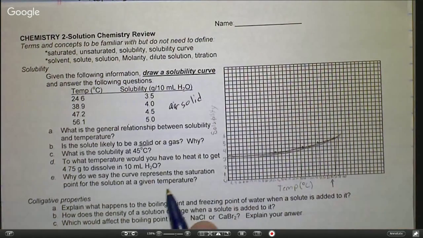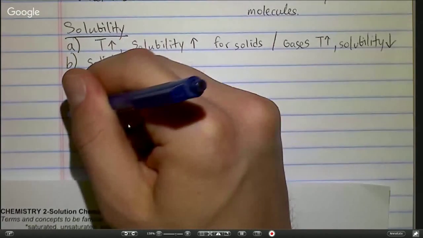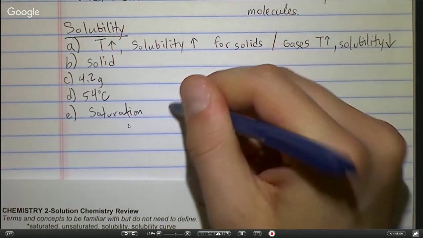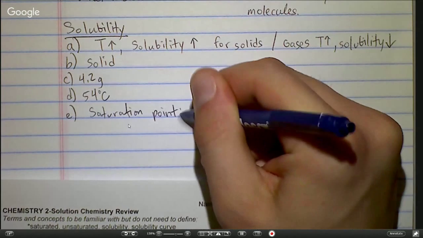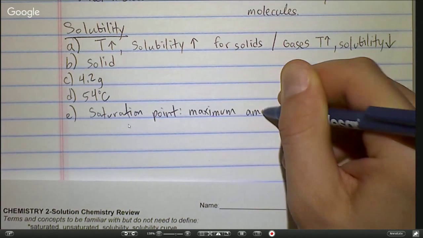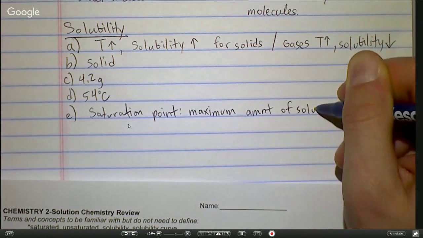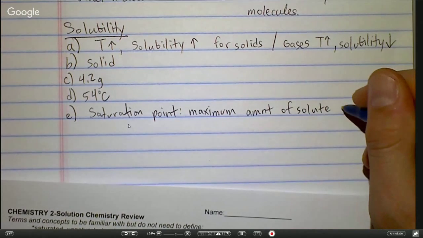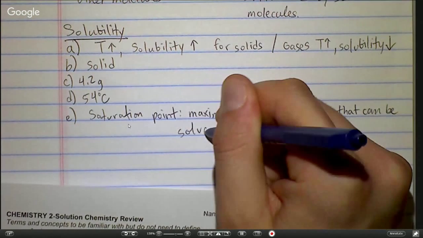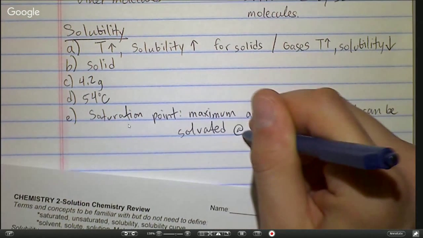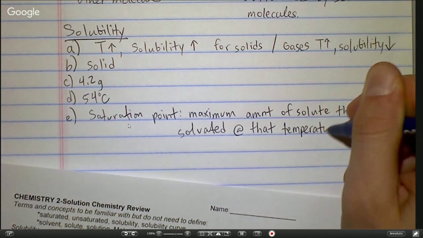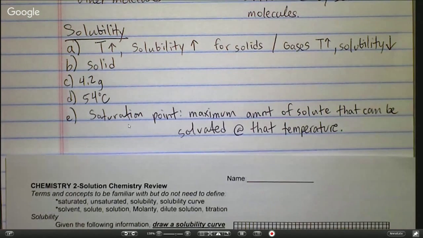Okay, so what does it represent, the saturation point? So for saturation point, we say that we've reached the maximum amount of solute that can be solvated at that temperature. Okay. Any questions so far?